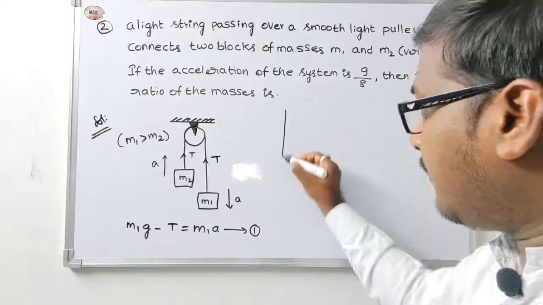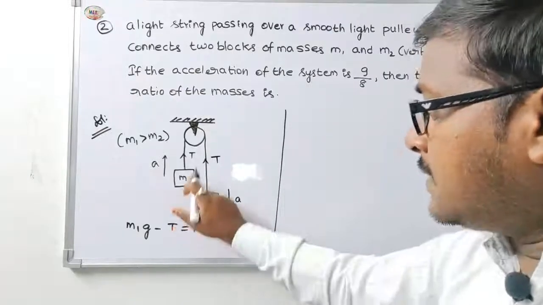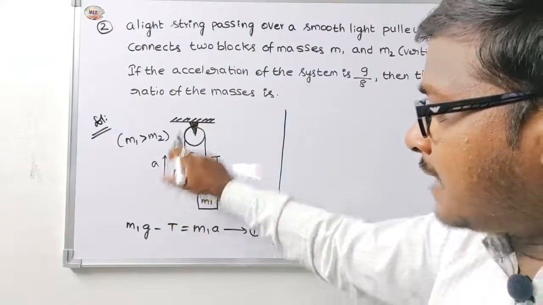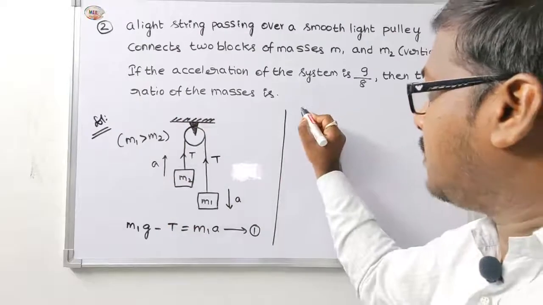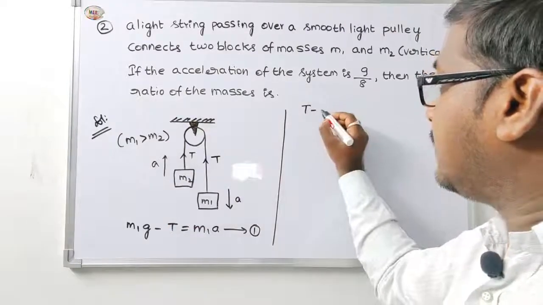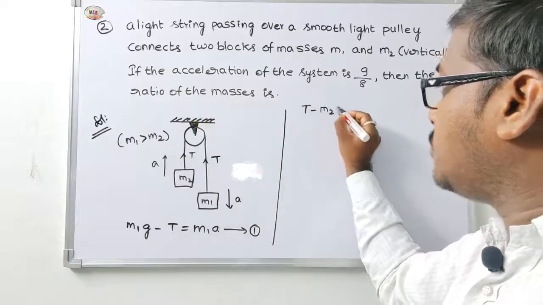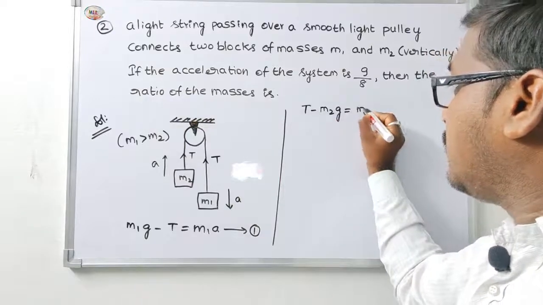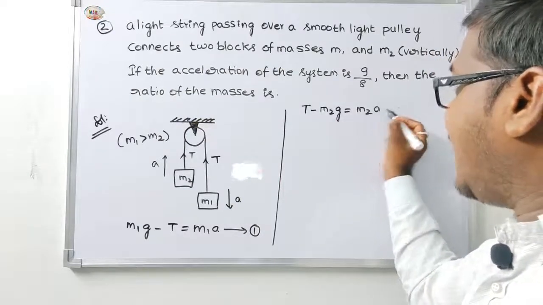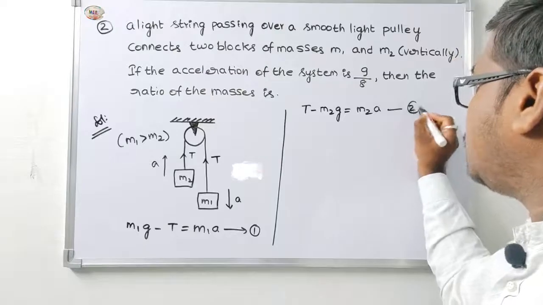The next equation: here the acceleration is acting in the upward direction. First write the tension force T minus m2g is equal to m2a. This is equation number 2.